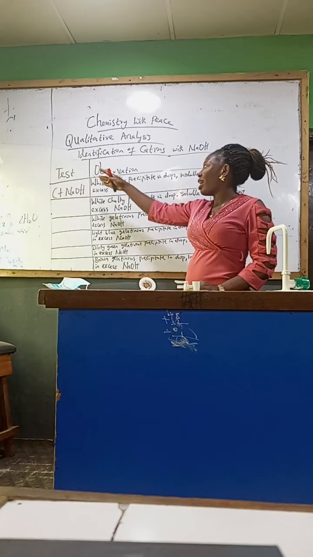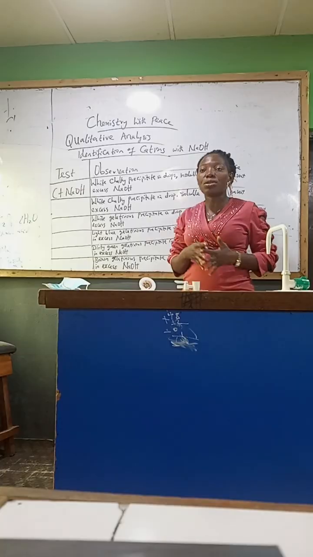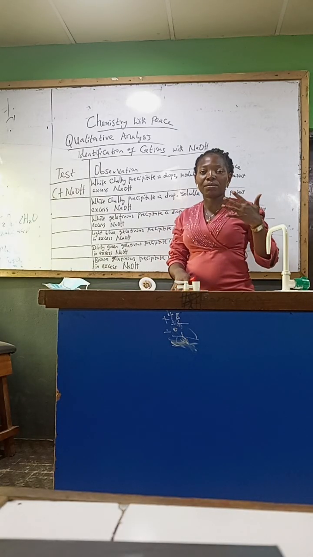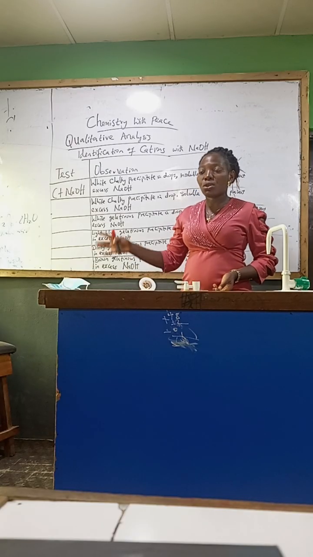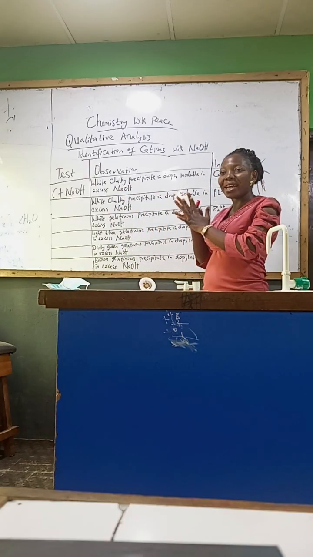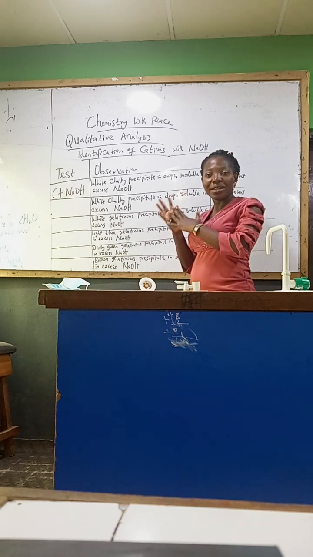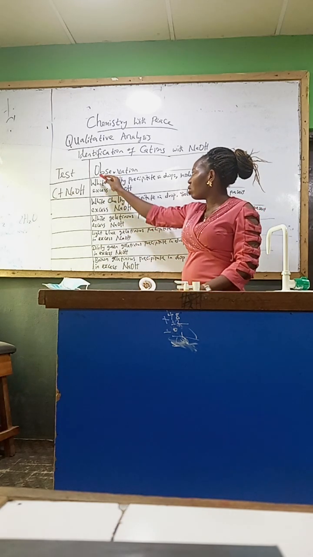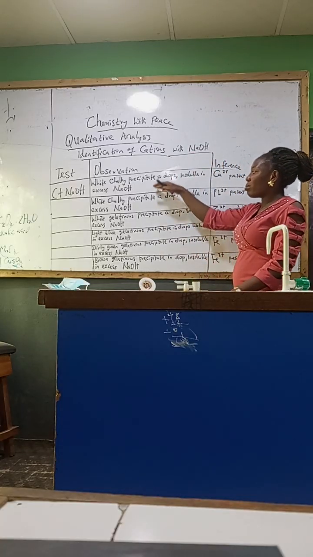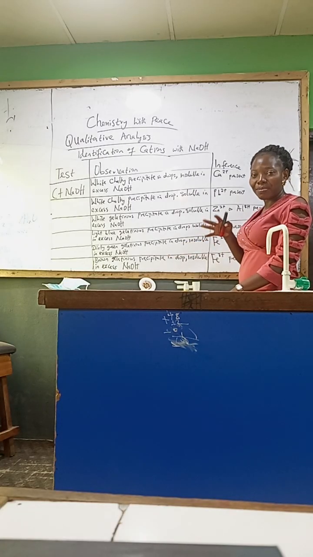So for identification of cations, there are two main reagents that are used to identify cations, which are sodium hydroxide and then ammonia solution. So here is the test with sodium hydroxide. When you get a certain observation, then this is what you are going to place in your inference. So we have test, observation, and then inference. When you observe any of these, you will know the exact ion that is present there.